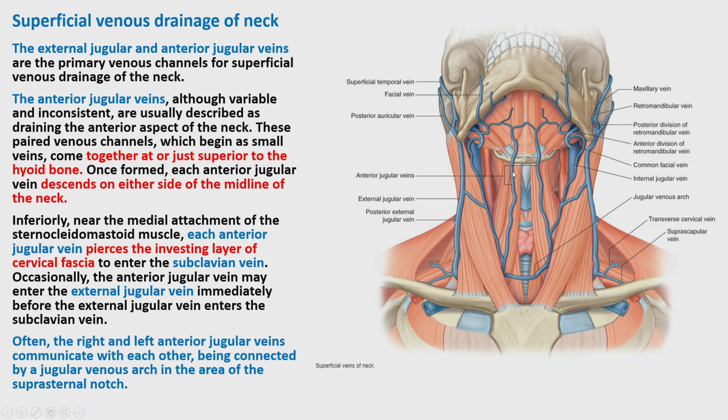Regarding the anterior jugular vein, there are usually two veins in the anterior cervical region that are coming down together here above the jugular notch, here above the manubrium of the sternum. These anterior jugular veins join together and make the jugular venous arch. It's very important.